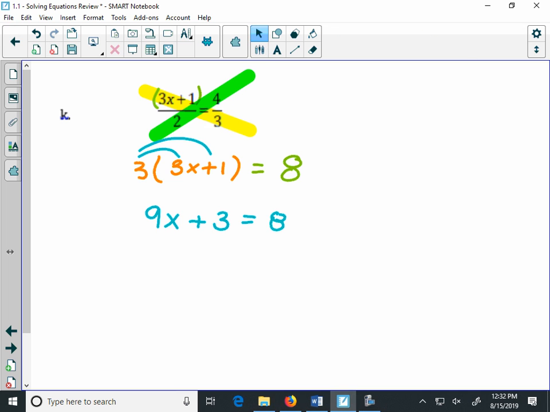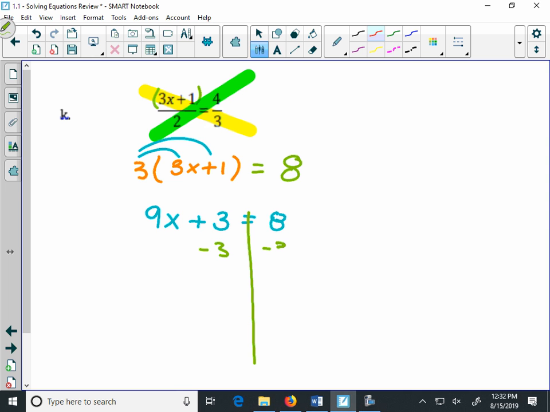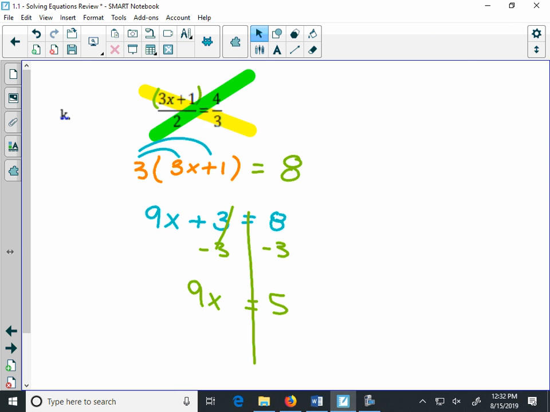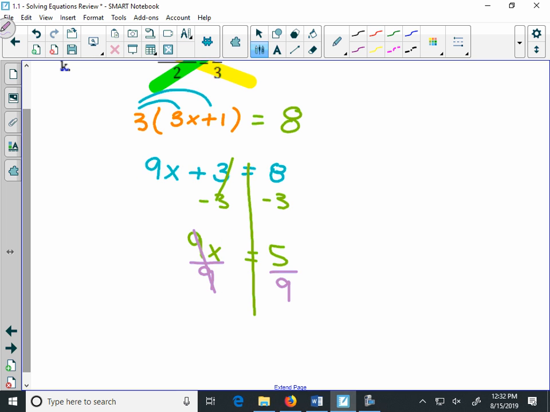So we need to make your line. To get x by itself, what do we do with the 3? Subtract it. Eight minus 3 is? To get x by itself, what do we do? Divide. So 5 over 9. Does 9 go into 5 evenly? Nope. So leave it as a fraction; 5 over 9 doesn't simplify.